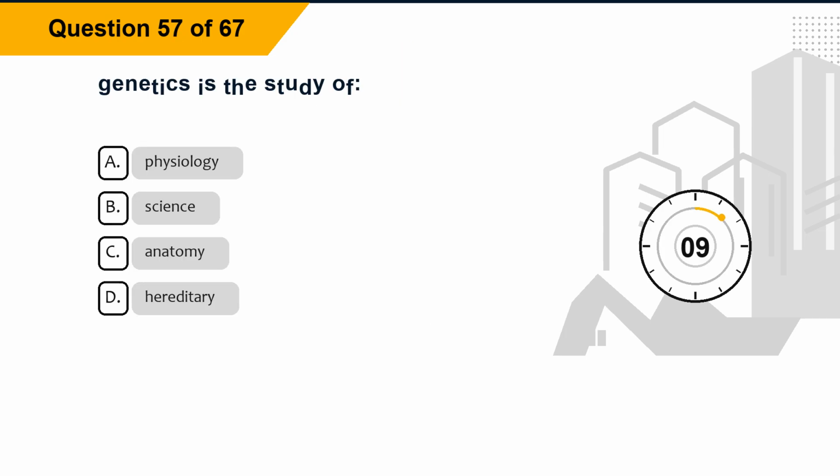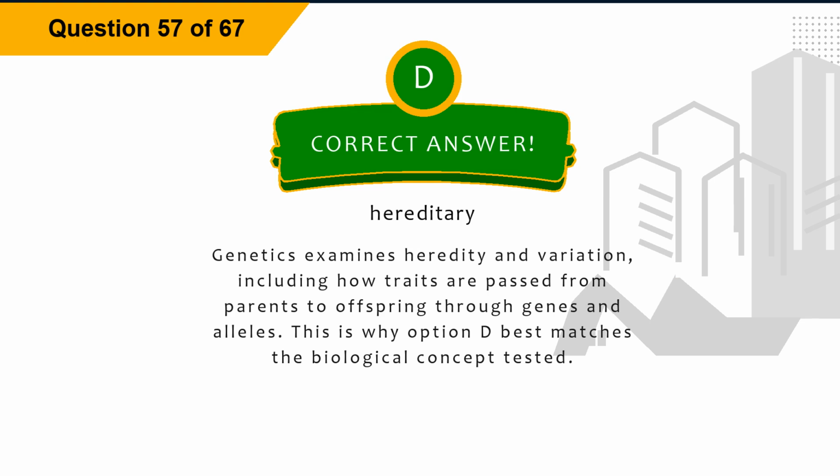Question 57. Genetics is the study of. Option A, physiology. Option B, science. Option C, anatomy. Option D, hereditary. The correct answer is option D, hereditary. Explanation. Genetics examines heredity and variation, including how traits are passed from parents to offspring through genes and alleles.